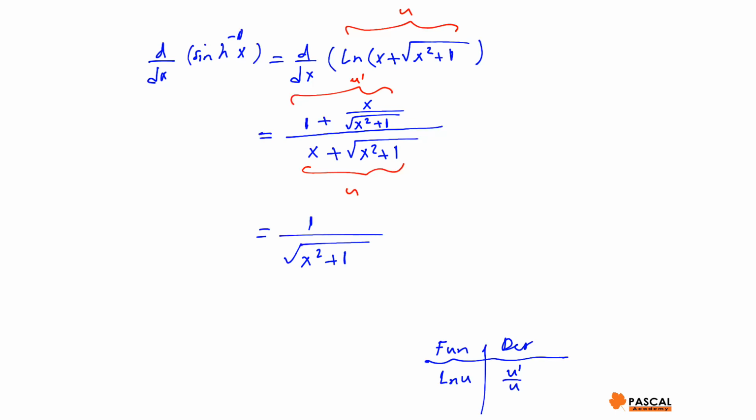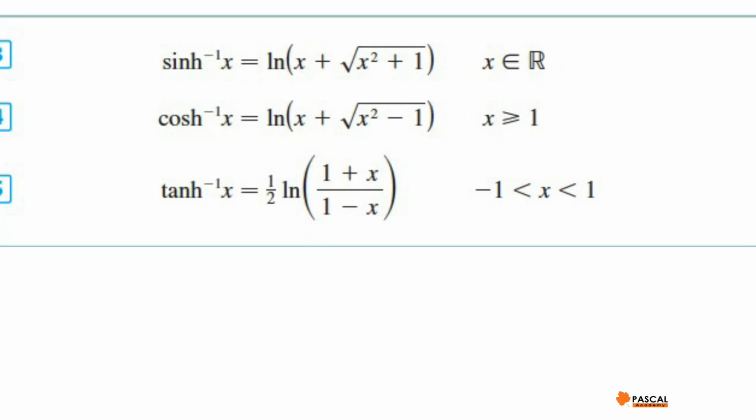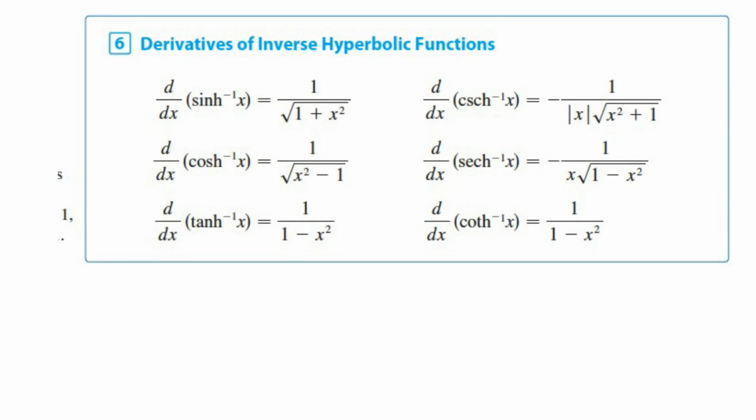Since cosh inverse of x is ln of x plus square root of x^2 minus 1, we can use the same method and find the derivative of cosh inverse of x, which is 1 over square root of x^2 minus 1. Derivative of tanh inverse of x is 1 over 1 minus x^2 when x is between 1 and negative 1.